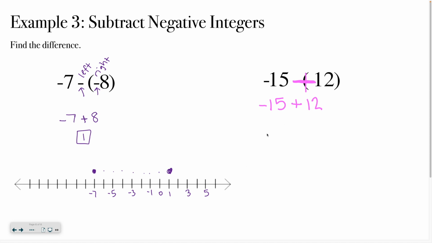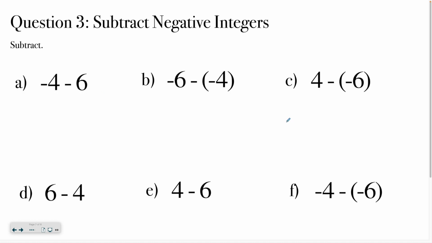Okay, so then if I have negative 15 plus 12, I would end up at a negative, because 15 is the bigger number and it's negative. And then 15 minus 12 is 3. So my answer is a negative 3. If you have questions about that, please ask for some help, okay? I am here to help you.